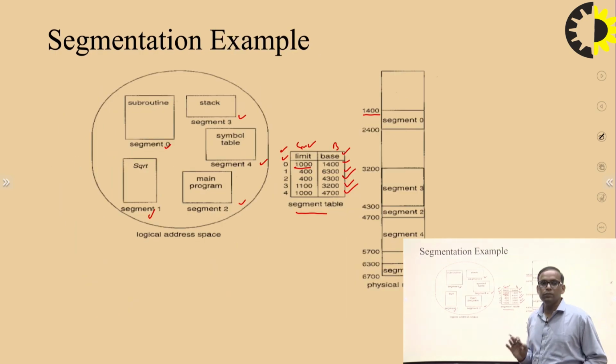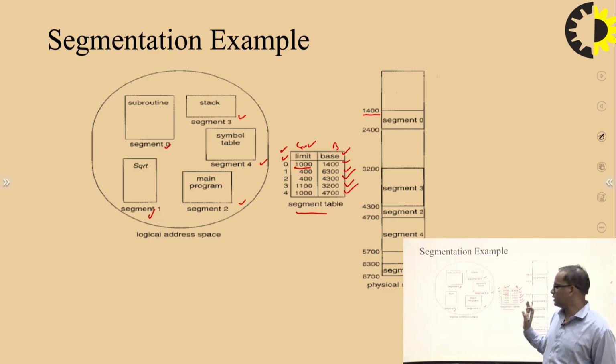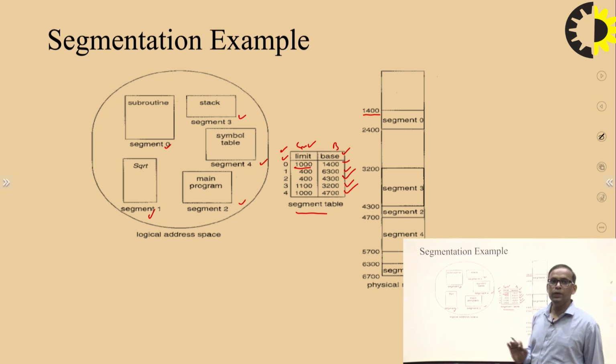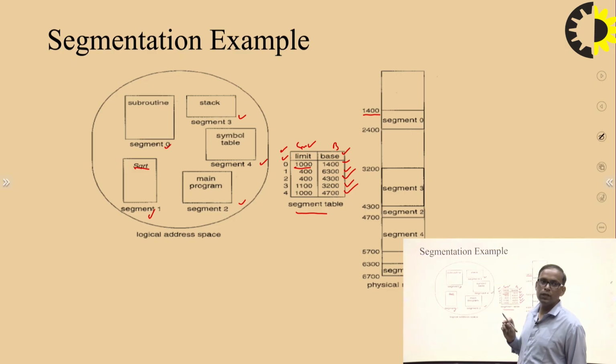Now see with the help of an example. This is our logical address space, or we can simply say that this is a program. We have divided our program into 5 segments: segment 0, segment 1, segment 2, segment 3 and segment 4. These are the names of the segments. Segment 0 is for subroutine, segment 1 is for sqrt or a defined function, segment 2 for main function, and this is for symbol table. So the logical address space is divided into 5 segments.